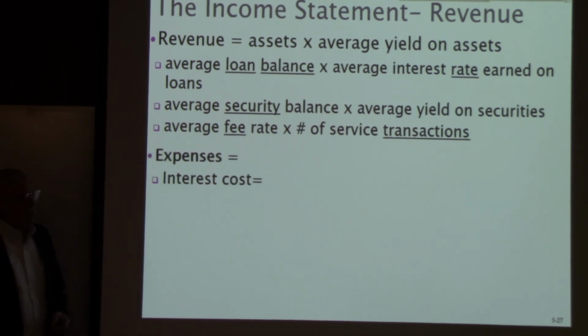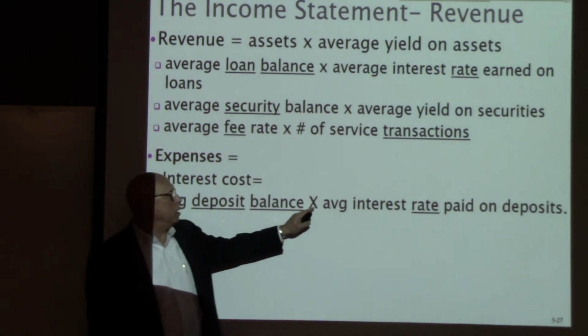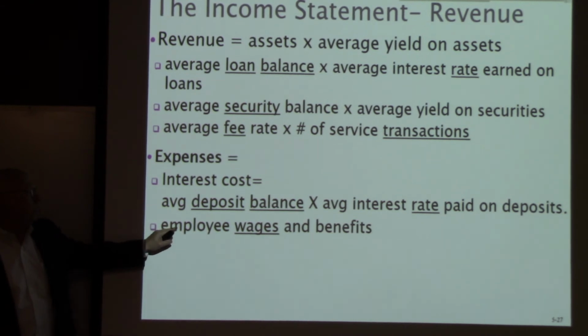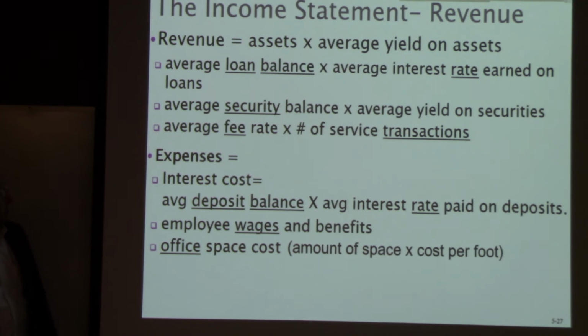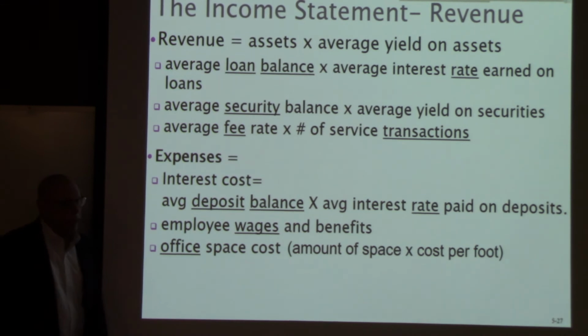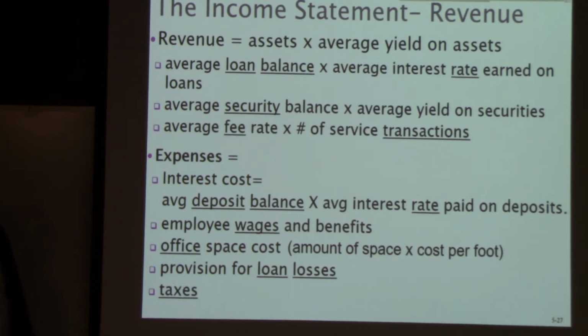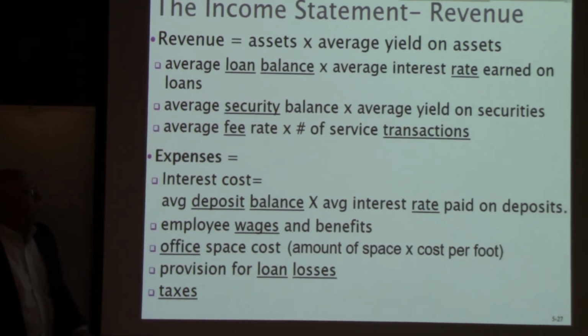Then your expenses, your interest cost, which is your average deposit balance times the average interest rate you pay on deposits, and then you have your employee costs and your office space, and you can break that down by the amount of space times cost per foot. Then you have your provision for loan losses, and we're going to take a closer look at an income statement in just a second, and taxes. So a different way of looking at the revenue and expenses at a bank.